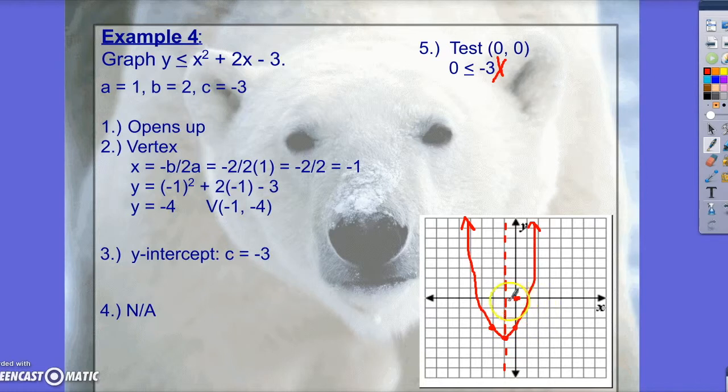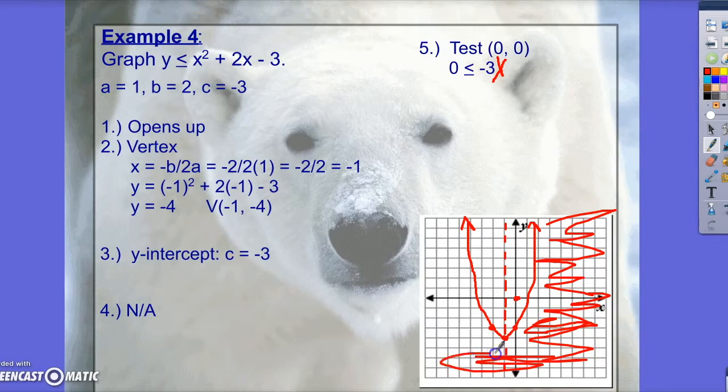So if it was true, where would you shade? 0, 0 lies inside the parabola. So if it was true, we'd shade inside, but it's false. So you do the opposite. So in this case, we shade outside. So remember, it's not like true is always inside and false is always outside. It's dependent on the point you pick where it's located. If it's true, you shade where that point's located. If it's false, you shade the other one. That's it. There's our parabola.